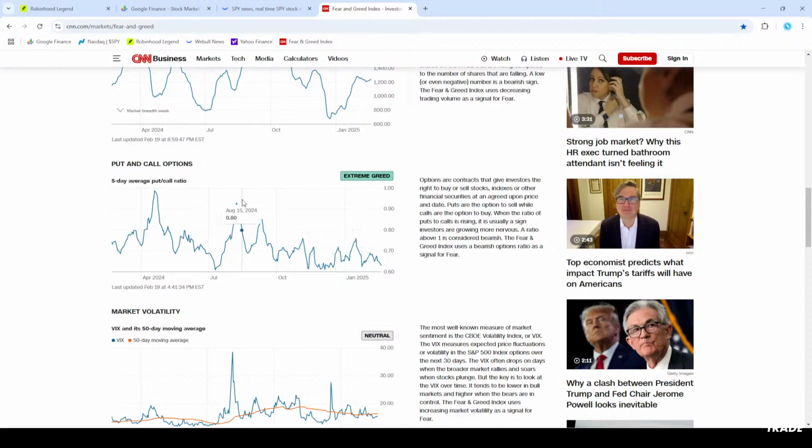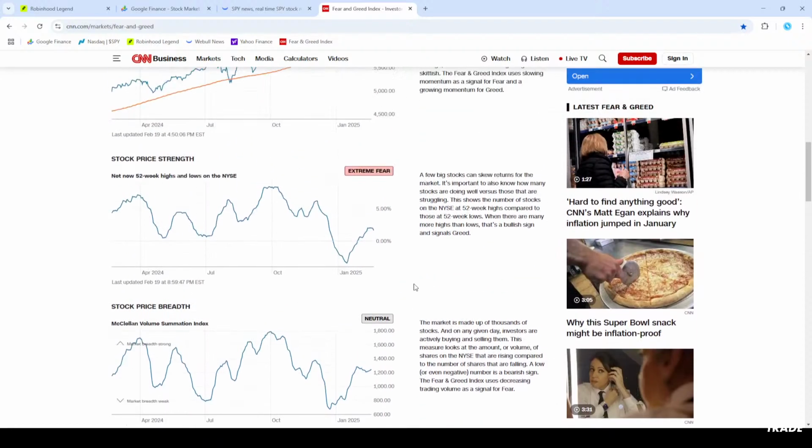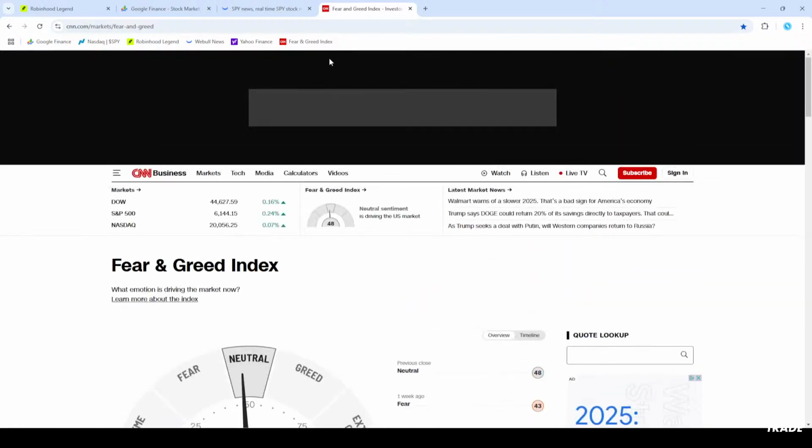But say it's up here, or say it's up here, that means everyone's really, really bearish, and they think, hey, SPY's going to go down, so they're buying a ton of puts. And this is just a good indicator of the general sentiment.